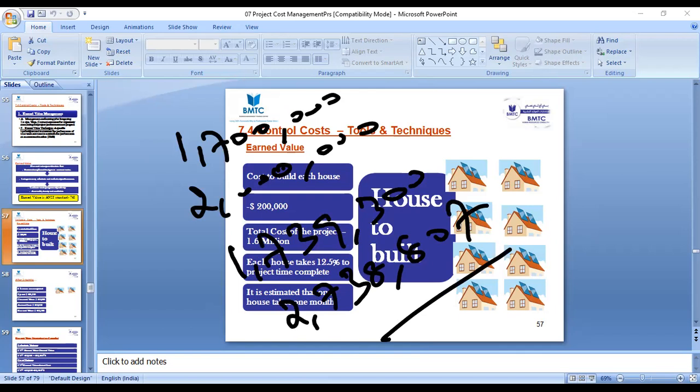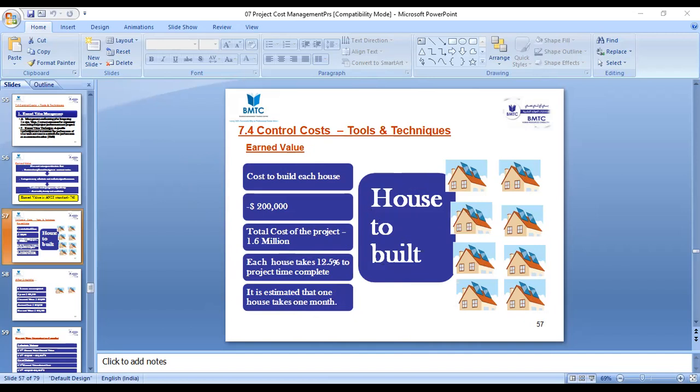So which one will the management be accepting? To go with the planned performance, or to go with the current performance, or to factor in the SPI with the CPI, or to do the bottom-up ETC? Which one do they prefer, if you are the owner of the company? 1.7. Right? Okay.